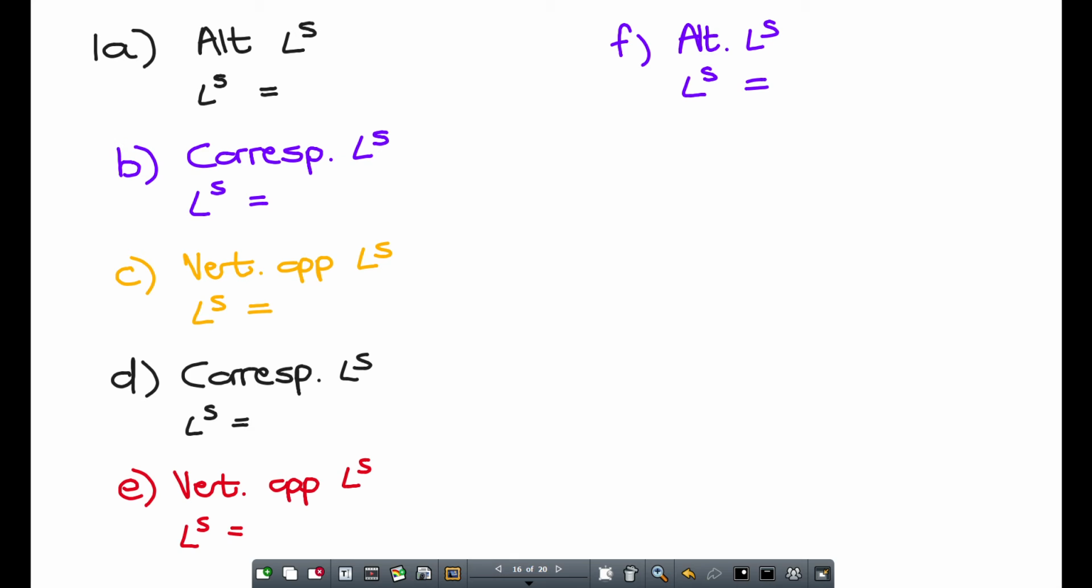Okay, now what I actually want to get to is number 2. At number 2, it says determine the size of the angles marked A to E in these diagrams, giving reasons for all your statements. Okay, so A will be equal to 95 degrees. And that would be alternate angles.